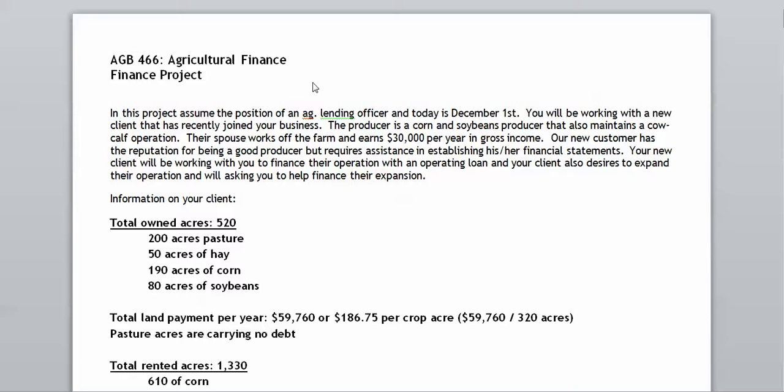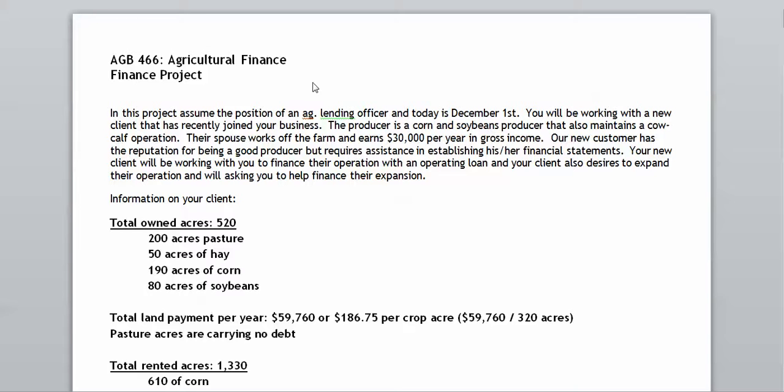Okay, in this project, we're going to assume the position of an ag lending officer. Today is December 1st. We're going to be working with a new client. This producer is a corn and soybean producer that maintains a cow-calf operation. Their spouse works off the farm and earns $30,000 in gross income. Our new customer has the reputation for being a good producer, but requires assistance in establishing his or her financial statements. Your new client will be working with you to finance their operation with an operating loan, and also desires to expand their operation and will be asking you to help finance their expansion.